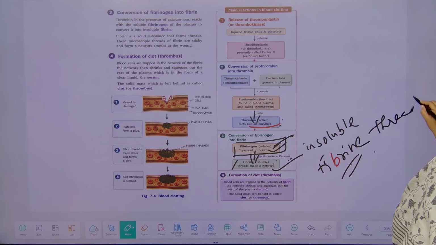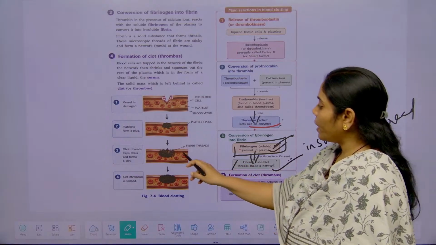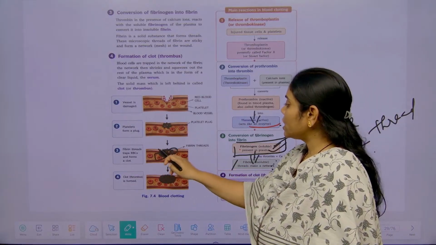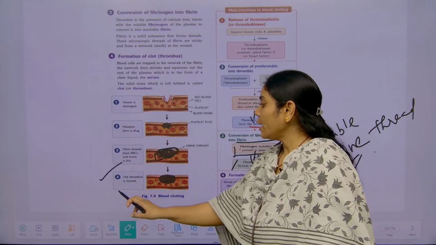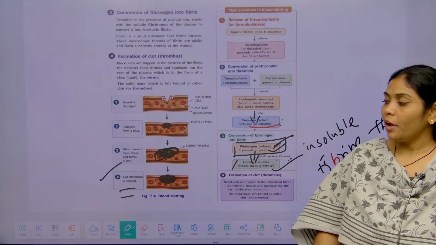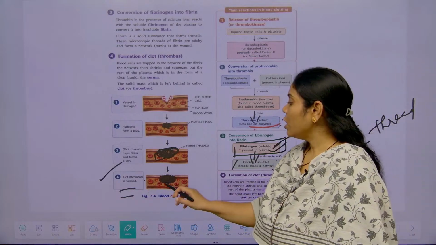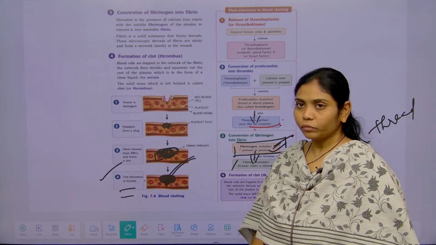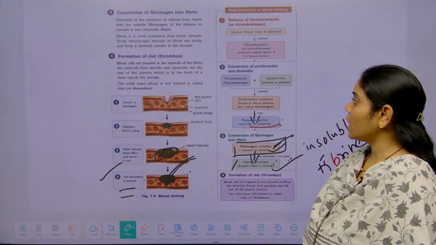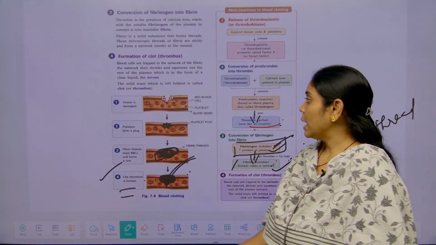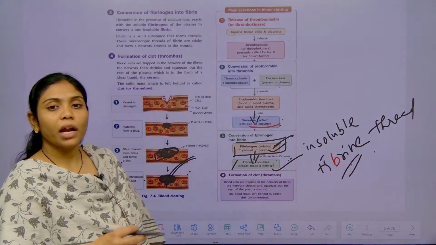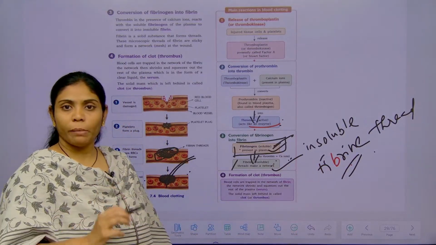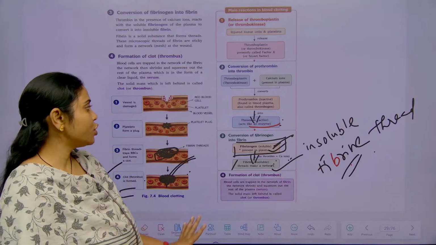In this way, whenever a cut happens like this, fibrin threads come and accumulate, and finally a clot is formed. Now, what does this clot do? It stops the bleeding. Otherwise, if this clot does not form, continuous blood loss can take place and it leads to death.